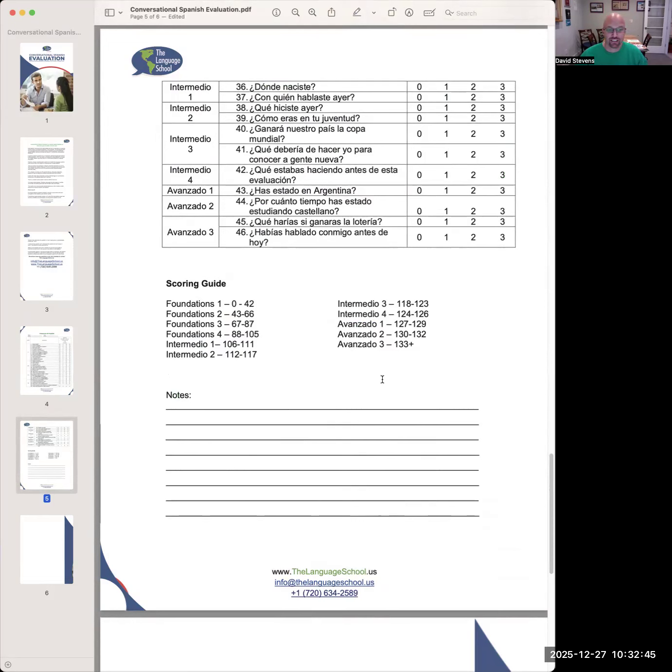I have found that this is typically a very quick evaluation. Most students take less than 5 minutes to go through it. If we go through all of the questions, maybe it takes 10 or 15 minutes, but it's really quick and it's really accurate. Students can't guess their way through this, and it's just a really great way to see what level students go into.